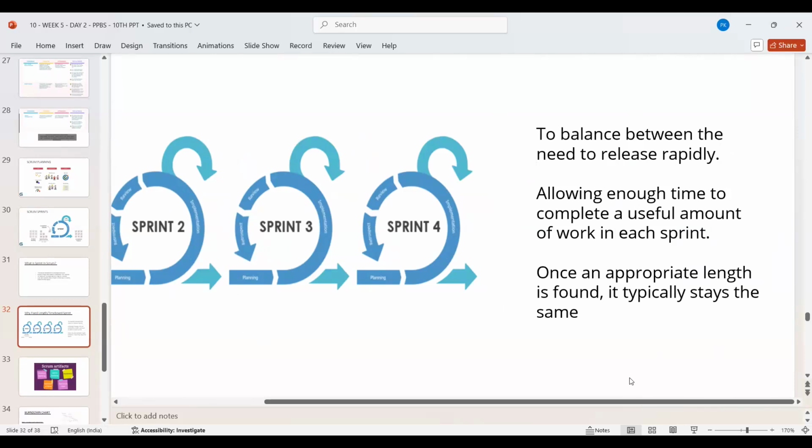Why fixed length or time box sprint? To balance between the need to release rapidly, allowing enough time to complete a useful amount of work in each sprint, and once an appropriate length is found, it typically stays the same.